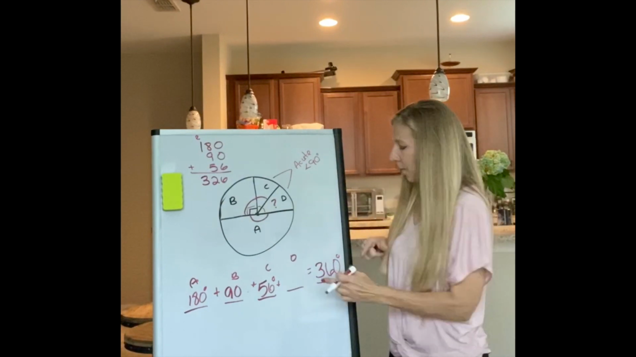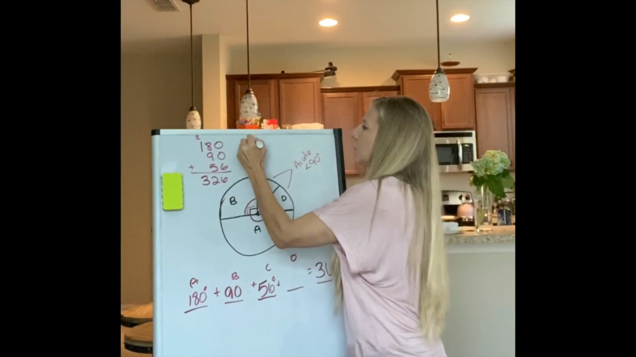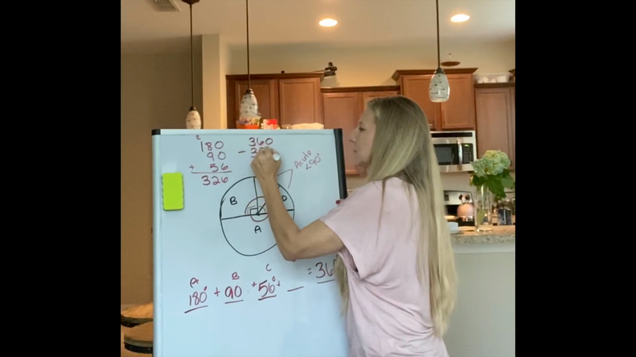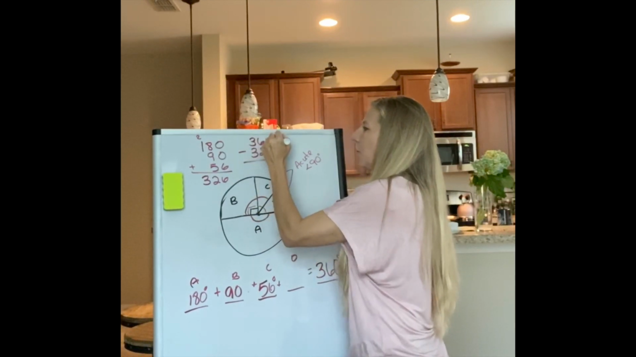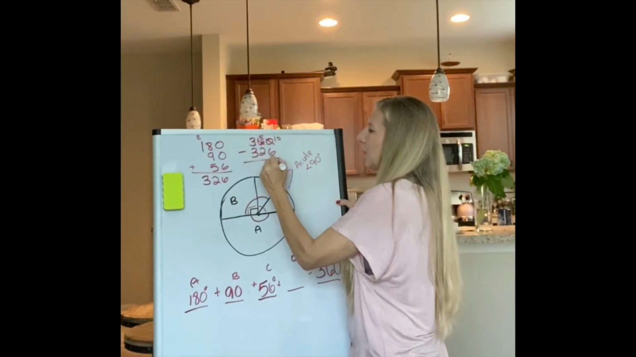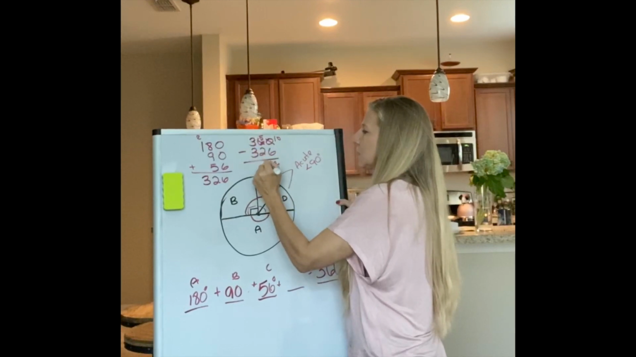And a complete circle, remember, is 360. So we can take 360 minus 326. We have to borrow here. And we don't have to do any more borrowing. So now 10 minus 6 is 4. 5 minus 2 is 3.